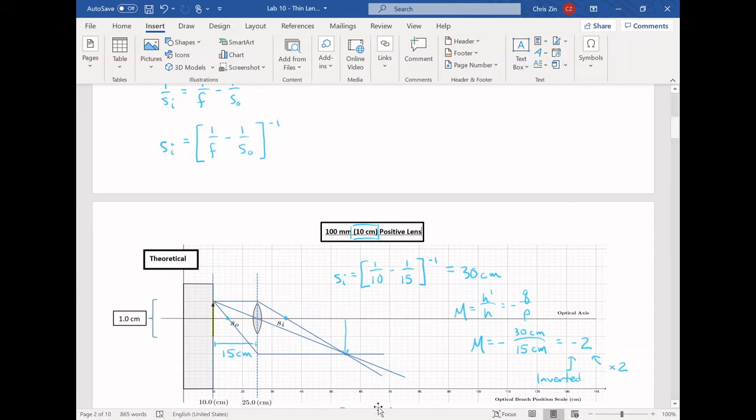Okay, then what I have drawn is the first easy to draw ray, the horizontal to focal point ray, and that one passes this way. So that is the first one. The second easy to draw ray is the one that goes through the focal point, and then when it hits the lens, it goes horizontal.